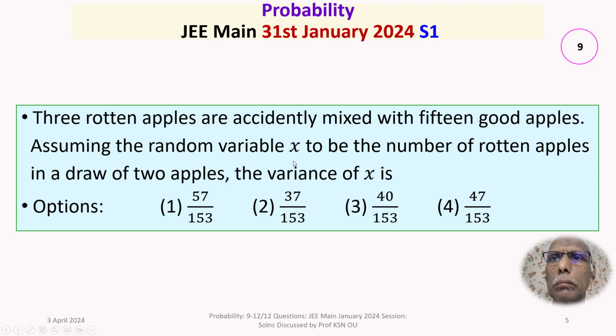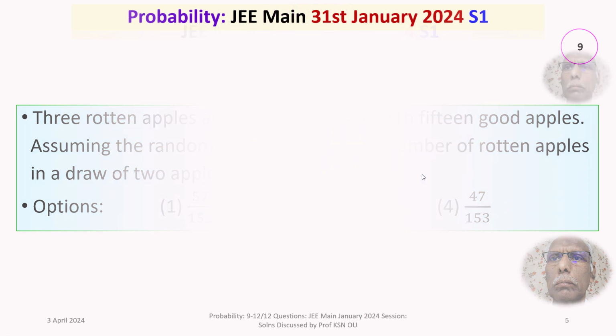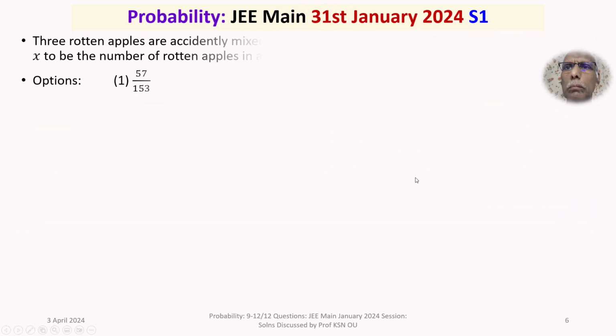The random variable capital X denotes the number of rotten apples in a draw of 2 apples. So when you draw 2 apples, the number of rotten apples that you get will be this random variable capital X. We are required to find the variance of this random variable capital X. Let's now discuss the solution of the problem in detail.